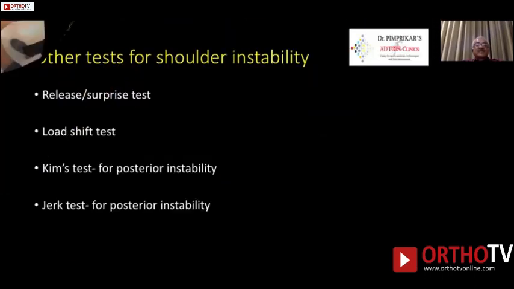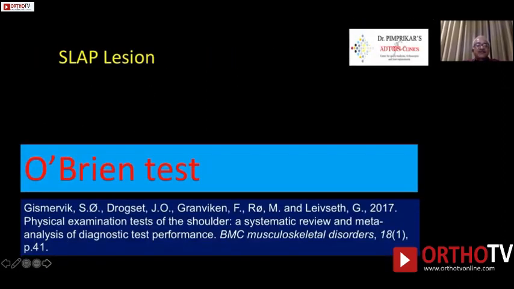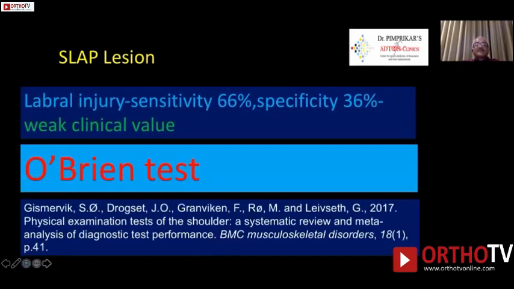Other tests for shoulder instability are the release or surprise test, load and shift test, Kim's test for posterior instability, and the jerk test, again for posterior instability. There is another common lesion which we come across in athletes, and that is a SLAP lesion. O'Brien's test is of weak clinical value with a specificity of just 36%.